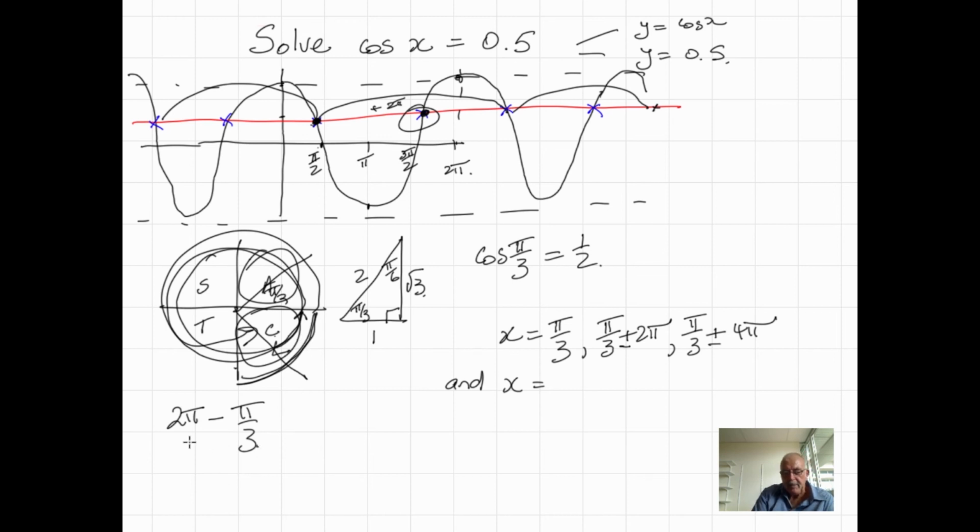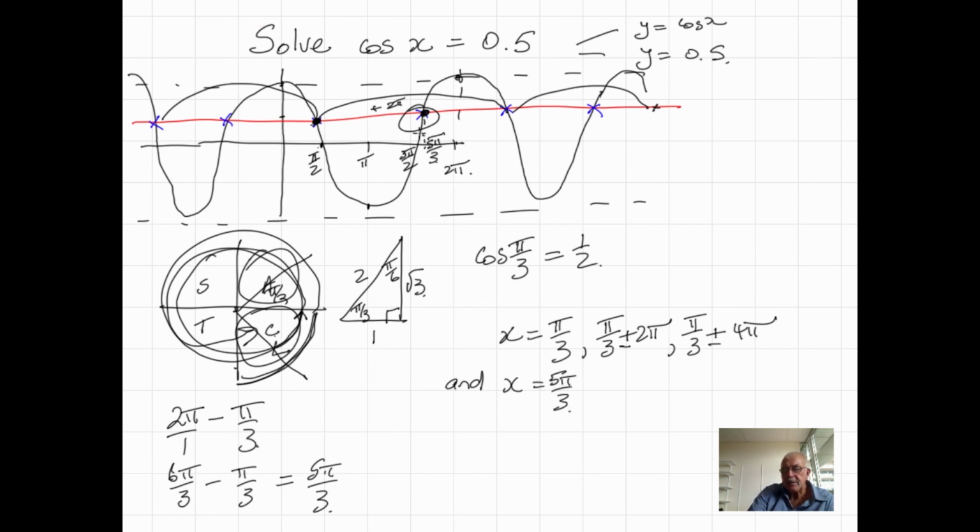And how do we work that out? Well, it's a bit like working with fractions. We've got to make them both over 3. So multiply top and bottom here by 3, and we get 6 pi on 3 minus pi on 3, which will be equal to 5 pi on 3. So this angle here corresponds to 5 pi on 3.